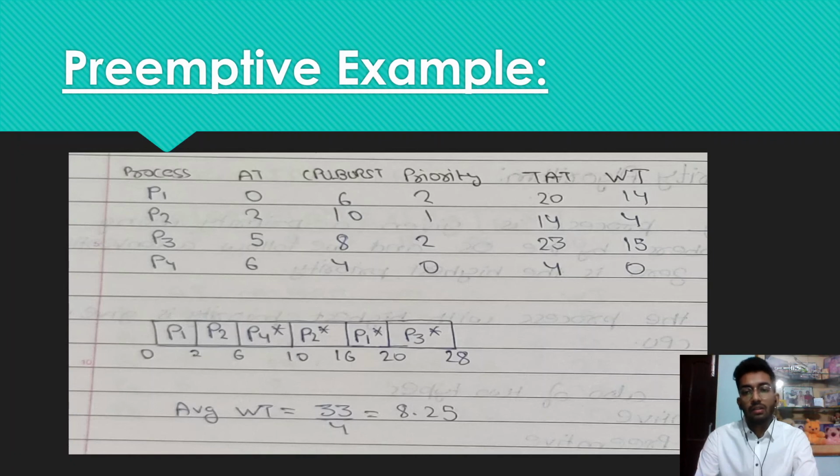Similarly, we calculate the turnaround time and waiting time for each process, in this case also using the formula: turnaround time is equal to completion time minus arrival time, and waiting time is equal to turnaround time minus CPU burst. And last, we calculate the average waiting time, that is equal to 8.25.